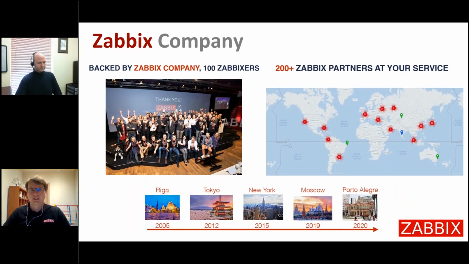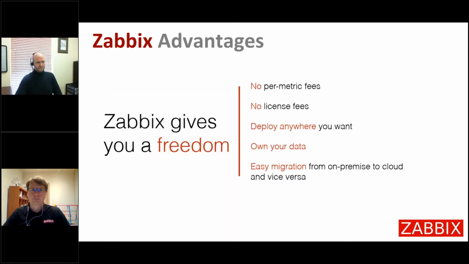Just talking about the Zabbix company, right now our company, I think, is 16 years old. The project actually is more than 20 years old. The company is above 100 people, located in several offices. The main one is located in Europe, while we have branches in Japan, in the United States, in Russia, and now in Brazil. And we are working actively with our customers through more than 200 partners located on all the continents and across many, many countries. Next slide.